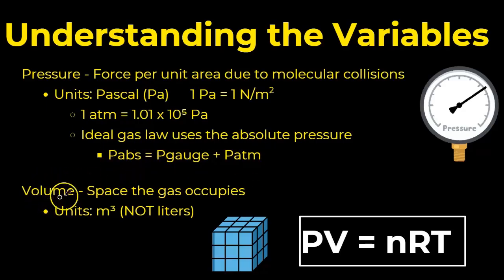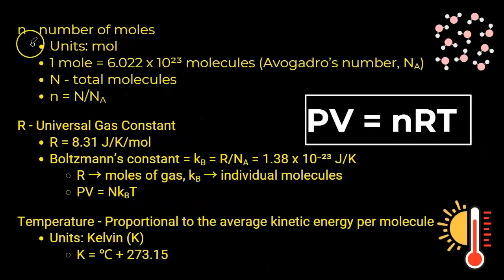V stands for volume, and volume is the space the gas occupies. The unit for volume is meters cubed, not liters. If you get liters, make sure to convert it to meters cubed. Next, we're going to take a look at n, which stands for the number of moles. A mole is like a counting unit, just like a dozen represents 12. A mole represents 6.022 times 10 to the 23rd molecules.